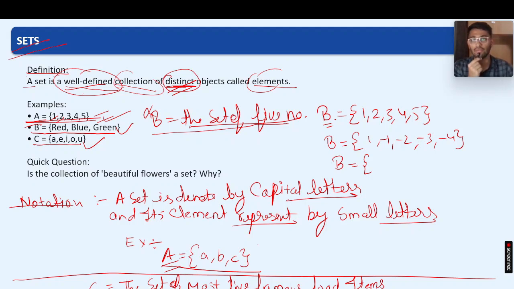Now you would understand what we mean by a set. It's a well defined collection of distinct elements. It is a kind of collection. You have just collected some elements, but it is well defined. Now you understood, so we will go on to the next slide.